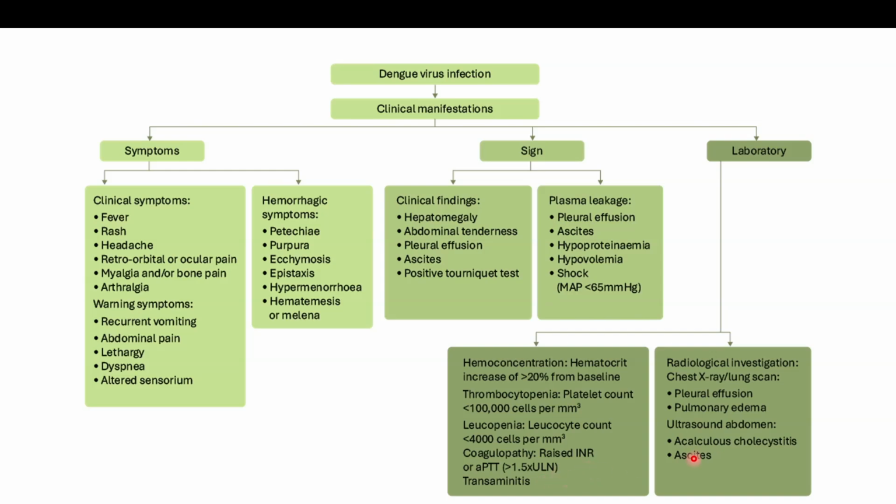There can be transaminitis. Radiologically, if you do an X-ray, there can be mild pleural effusion, costophrenic angle blunting. There can be pulmonary edema. Ultrasound, you can see acalculous cholecystitis, ascites, third space loss, gallbladder wall edema. All these are findings of severe dengue.